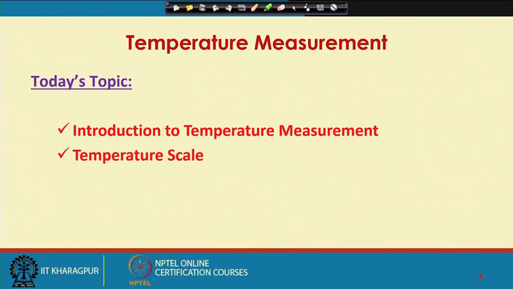In this week and the following week, we will talk about temperature measuring instruments. We have talked about pressure measurements in the last 2 weeks. In this week and the next week, we will talk about temperature measurement, which is another equally important process variable that is measured widely in chemical process industries. So, today's topic will give a brief introduction to temperature measurement. We will talk about what is temperature and then we will talk about temperature scale.